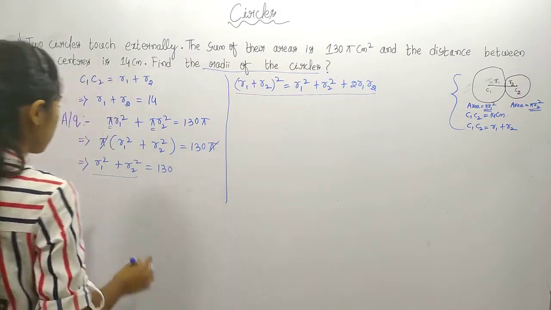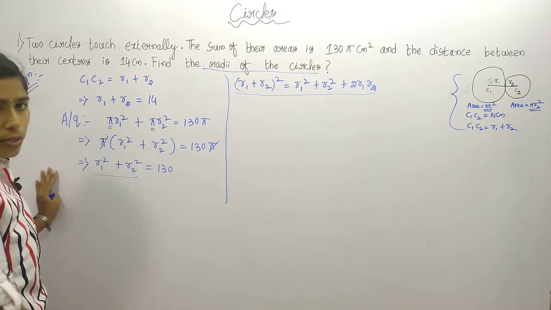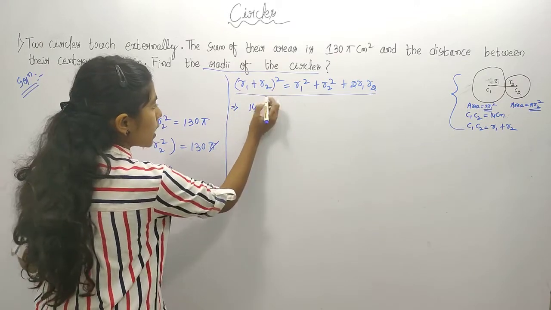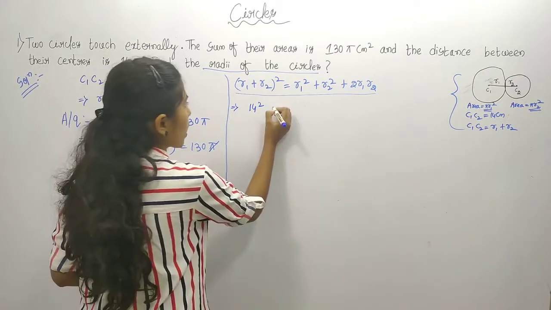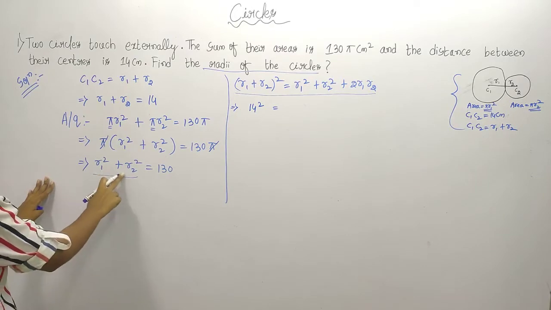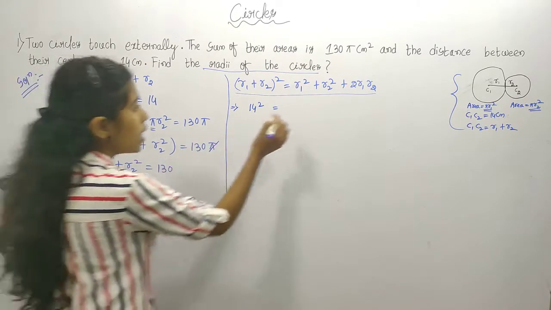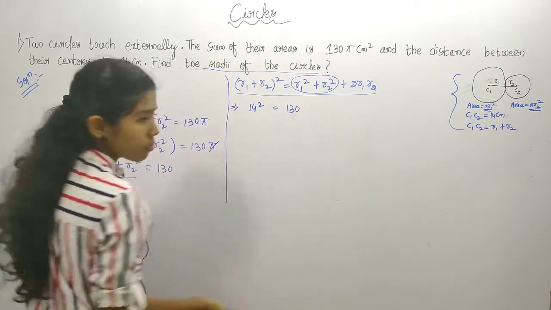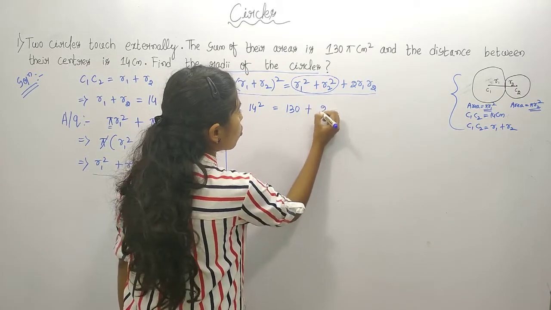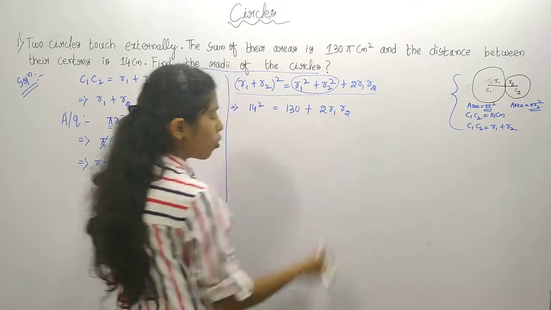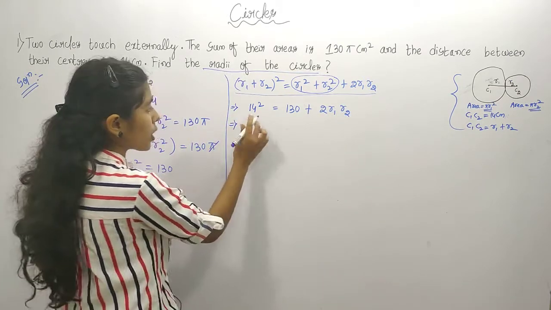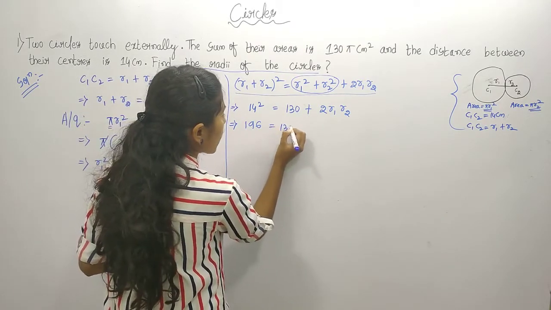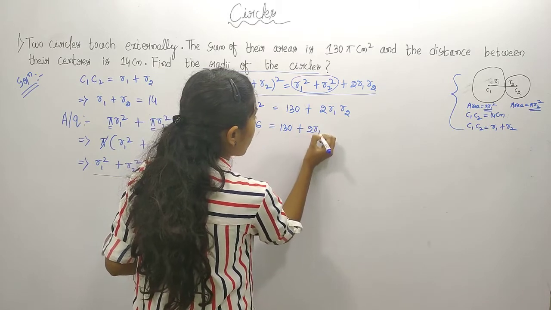Next, here you see r1 plus r2 is 14. So instead of r1 plus r2, we can put 14, squared. Next, r1 square plus r2 square equals 130, so instead of r1 square plus r2 square, we can put 130 here, plus 2 r1 r2. So that implies 14 square is 196, equals 130 plus 2 r1 r2.